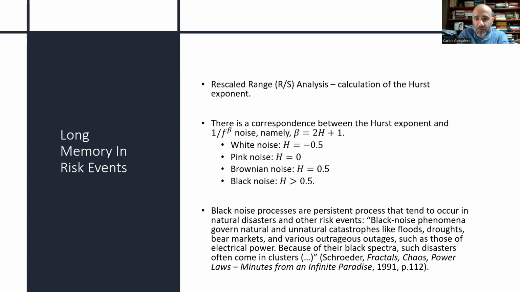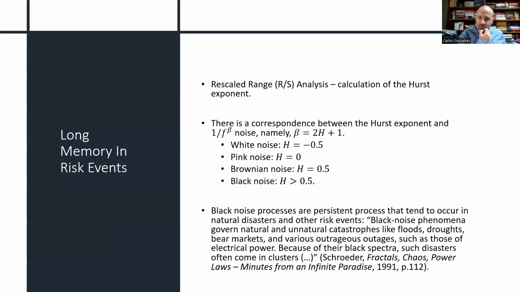We'll look at the long memory. So in rescaled range analysis, which was applied by Mandelbrot and based on the calculation of Hurst for the River Nile, it allowed for the identification of fractal structure in the correlation of a process. It can be identified in power law scaling in the spectral analysis, in basic spectral analysis. This power spectrum is related to the Hurst exponent. The Hurst exponent can have different values. For instance, in white noise, we have a Hurst exponent of minus 0.5, pink noise of 0, which is 1 over f noise, Brownian noise of 0.5, and black noise is greater than 0.5. So black noise processes are persistent processes that tend to occur in natural disasters and other risk events.